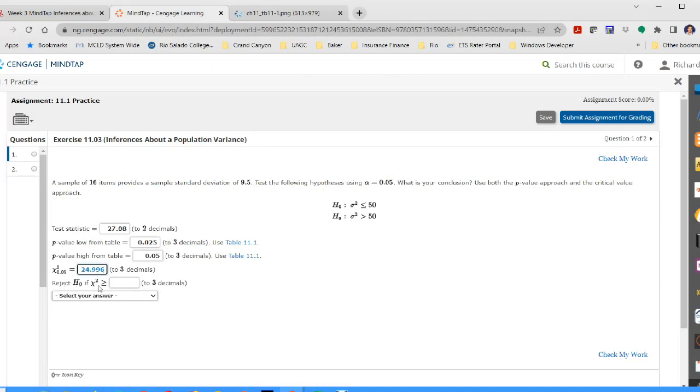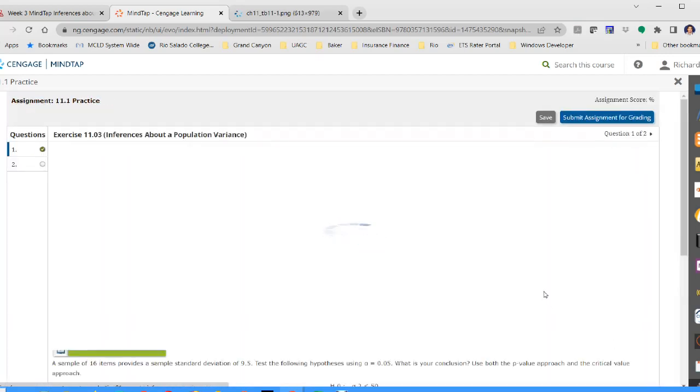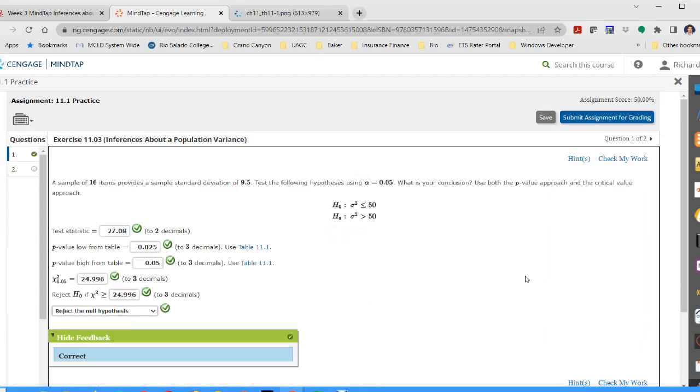All right, and now we're going to make a rejection decision. We're going to reject the null hypothesis if the observed chi-squared value, 27.08, is bigger than or equal to 24.996, which it is. And so in this case, we are going to reject the null hypothesis. All right, so that's how you do 11.03 under assignment 11.1 practice.